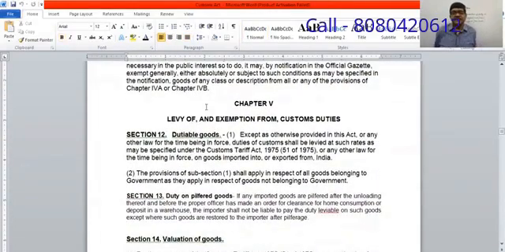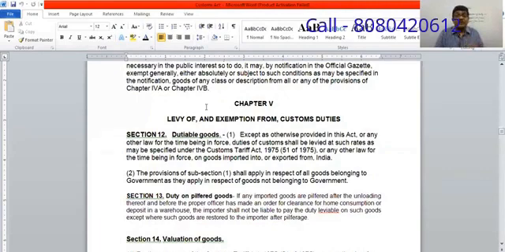Section 12. This says, except as otherwise provided in the Act or any other law for the time being enforced, duties of customs shall be levied at such rates as may be specified in the Customs Tariff Act or any other law for the time being enforced on the goods imported into or exported from India. So all rates of duty, whether import duty or export duty, are given under the Indian Customs Tariff Act. And section 12 is saying that unless there is an exemption, except as otherwise provided.